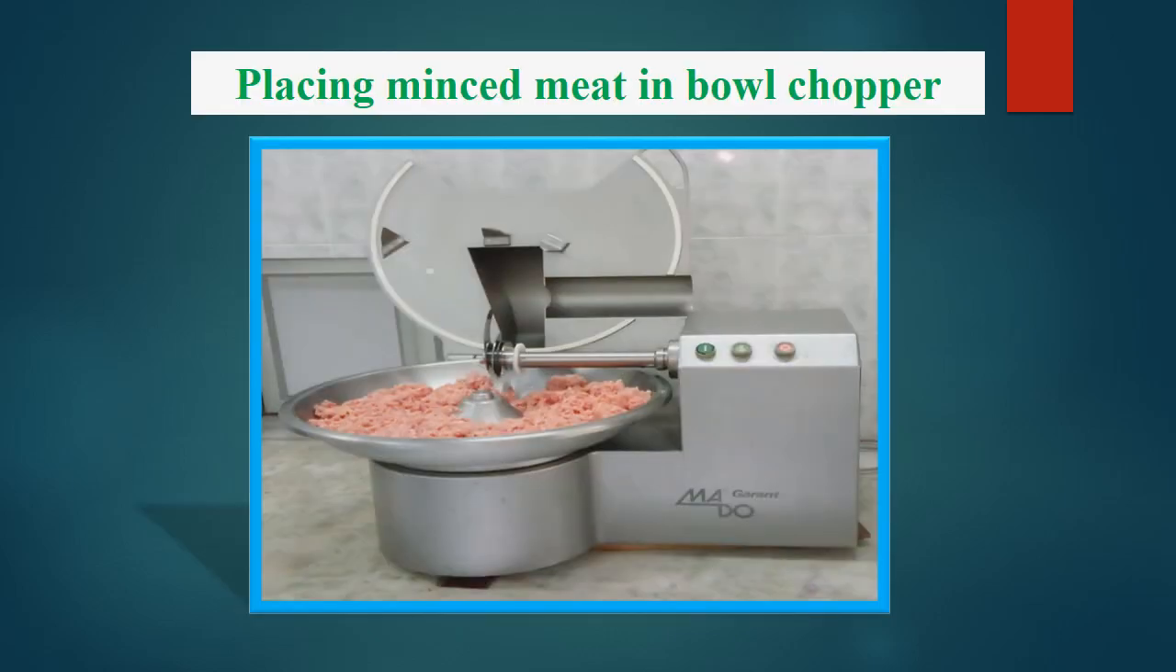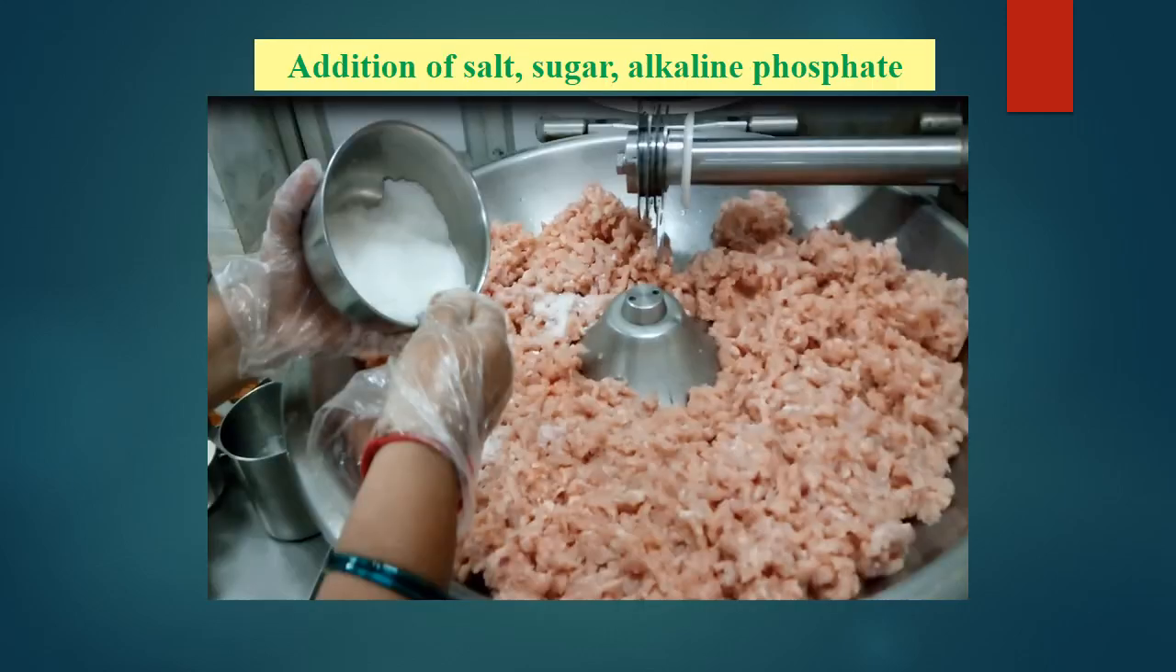Here we can see that the minced meat or ground meat, after mincing, is placed into the bowl chopper as I told earlier. First the minced meat is kept in the bowl chopper, then the curing ingredients like salt, sugar, phosphate and the chilled ice are placed over it, and then the machine is run for chopping, which is shown in several other steps in the subsequent part. Here we can see the curing ingredients, that is salt, sugar and phosphate, being added over the minced meat in the bowl chopper.